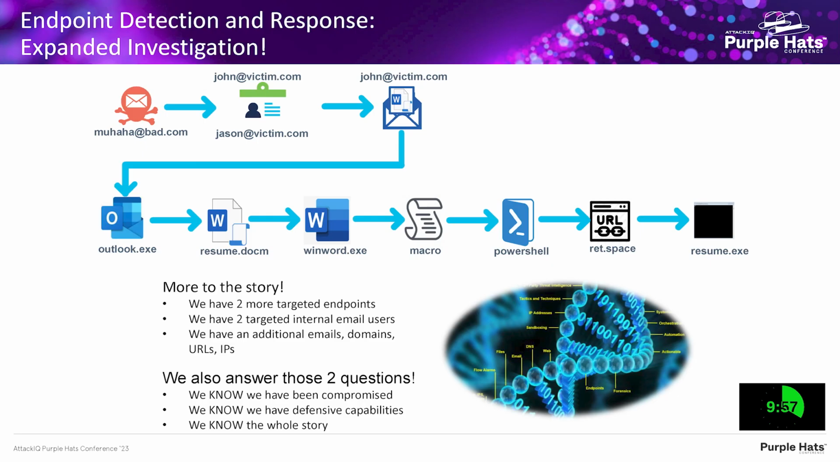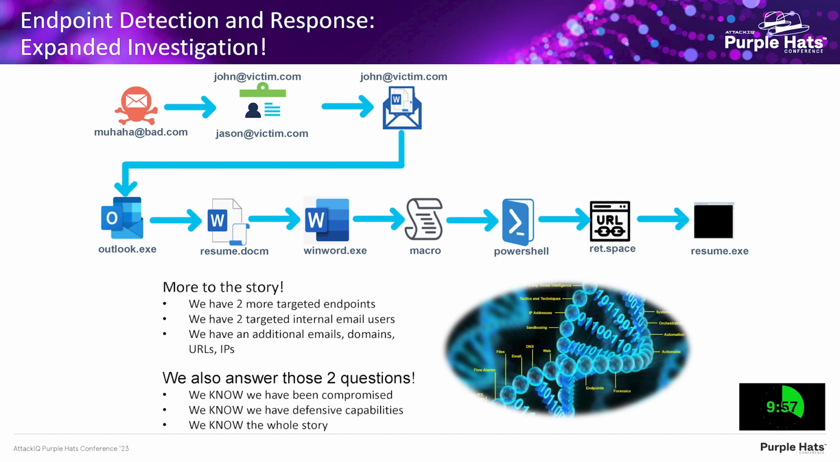So how does this tie into the stream that we already knew with endpoint detection and response? Well, muhaha@bad.com sent to both John and Jason. Jason didn't click it. Maybe he didn't read the email. Maybe he deleted it. Maybe he just hasn't had time yet. John, on the other hand, we know executed the payload or opened the email, executed resume.m, and then that chain of events with macros and PowerShell, ret.space, and resume.exe started, and bad happened. So more to the story, right?